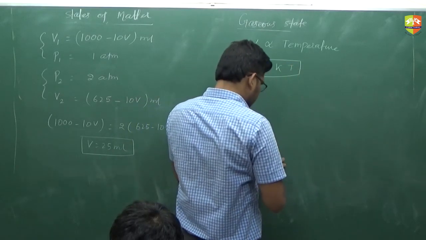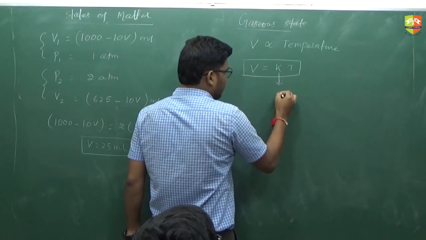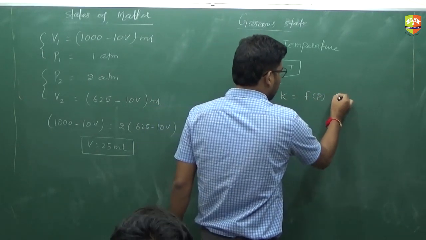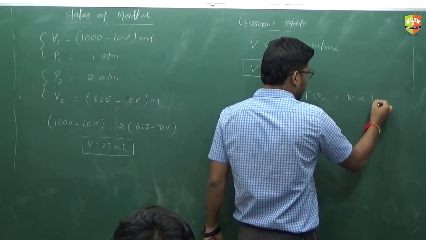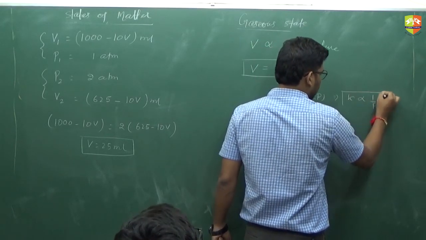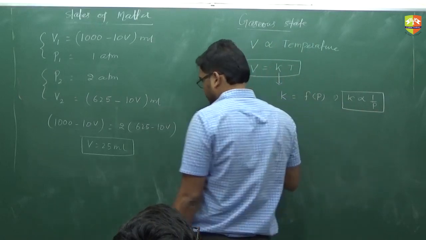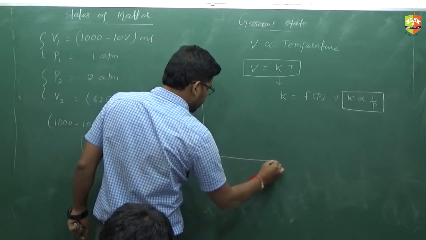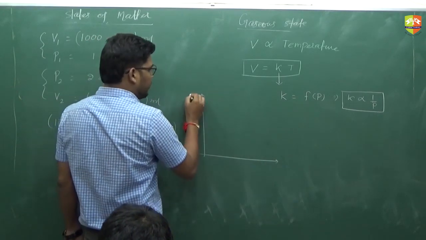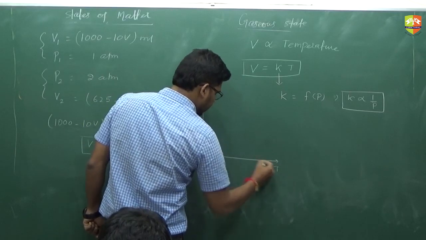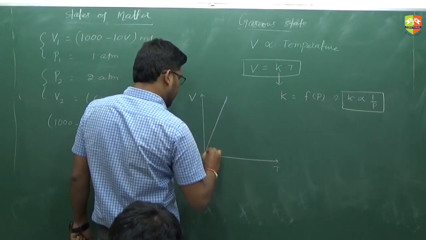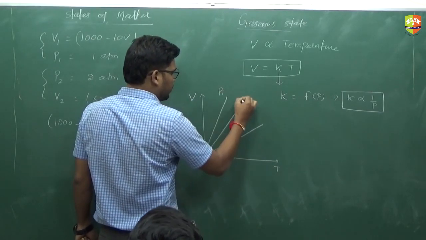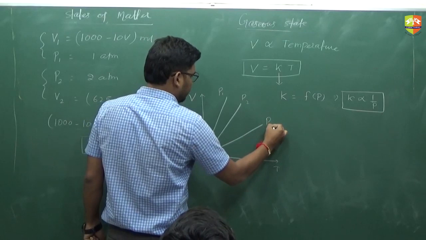When you compare this with the PV equals nRT equation, K is a function of pressure, and we can also say K is inversely proportional to pressure. So when you draw the graph of V and T, again you'll get a straight line at different pressures P1, P2, P3.